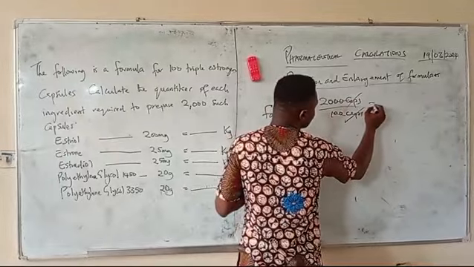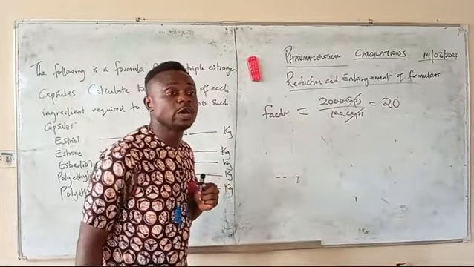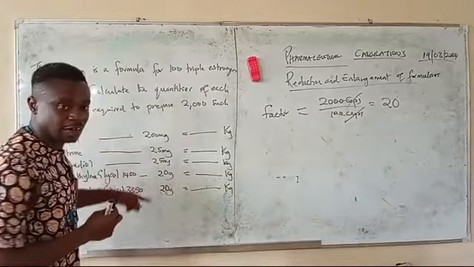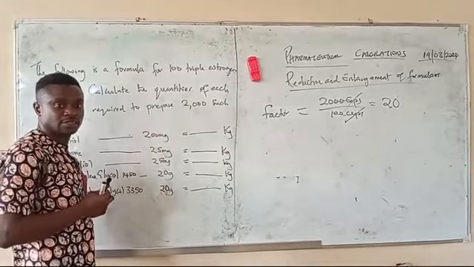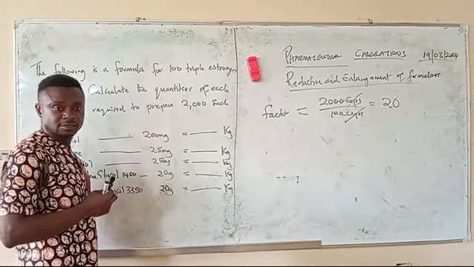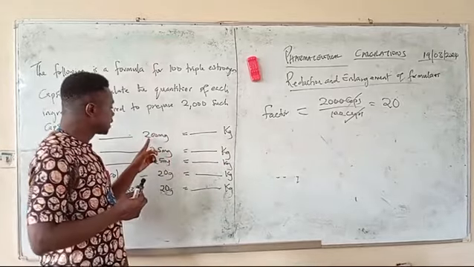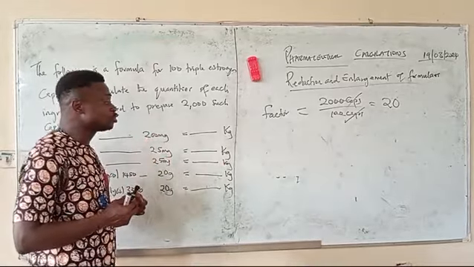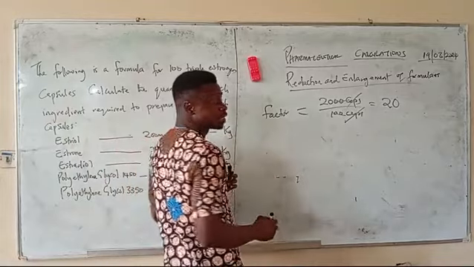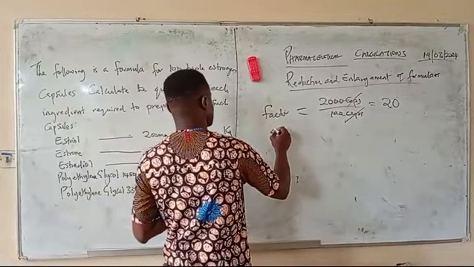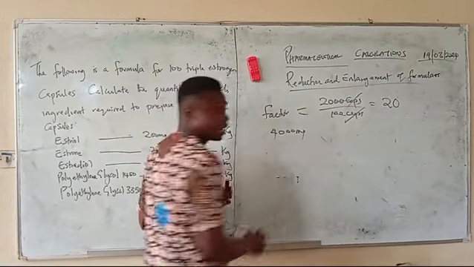100, we take care of this. So we have 20. The enlargement factor is 20. You now go back to the formula. Use 20 to multiply all these quantities. So let's do it. If you multiply 200 milligram by 20, 200 times 20 is what? That should be 4,000 milligram, right?